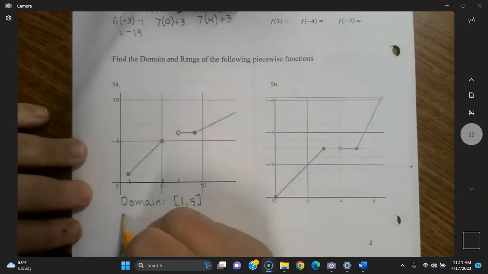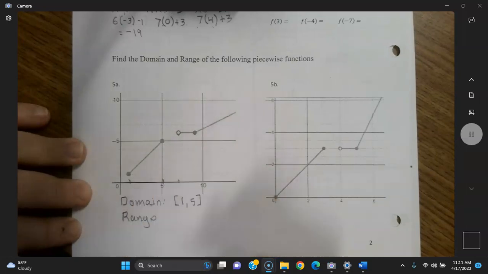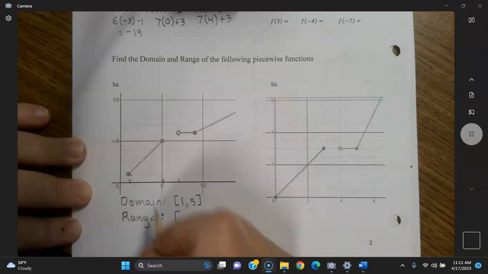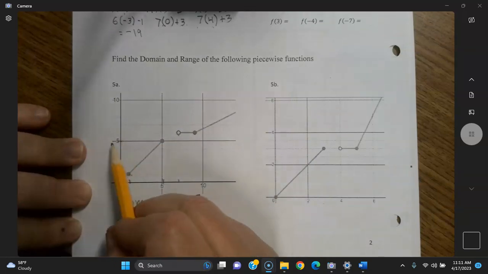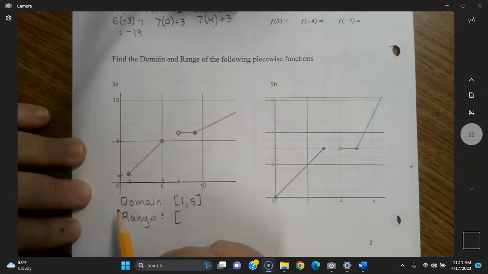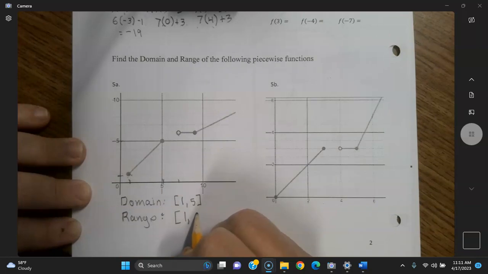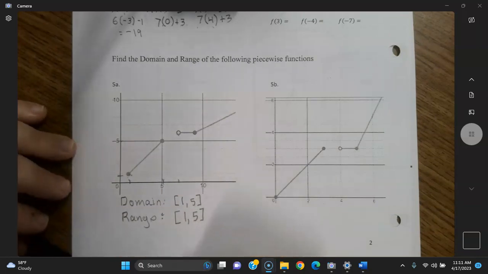Okay, and then the range is the y values for this particular function. It's also two inclusive points. It goes from 1 right here up to 5. Now these look like negative signs, they're not. That's actually positive 5. So it goes from 1 to 5. So it's 1 on both domain and range and 5 on both domain and range.